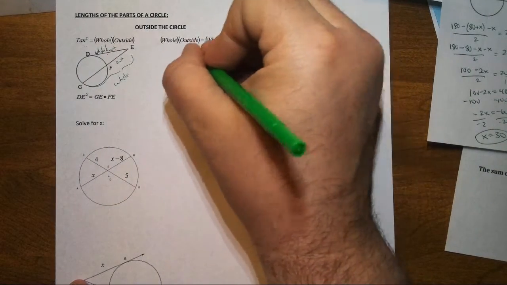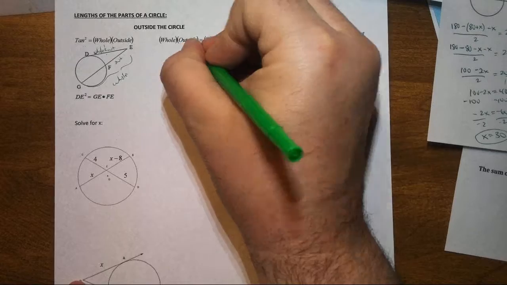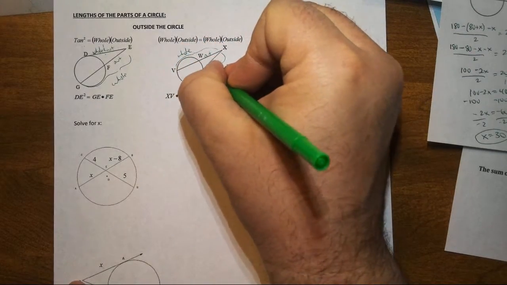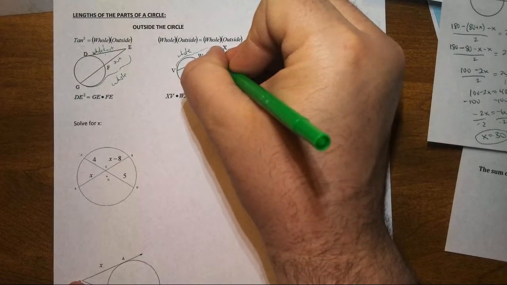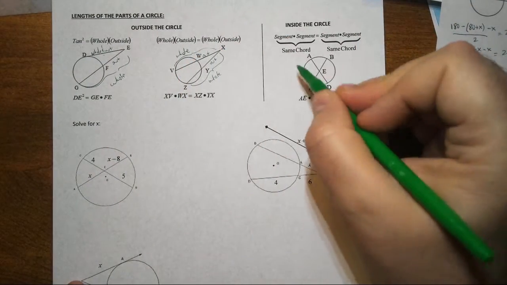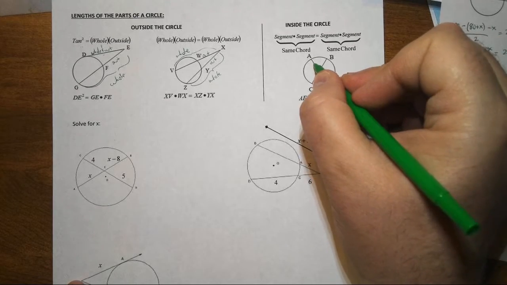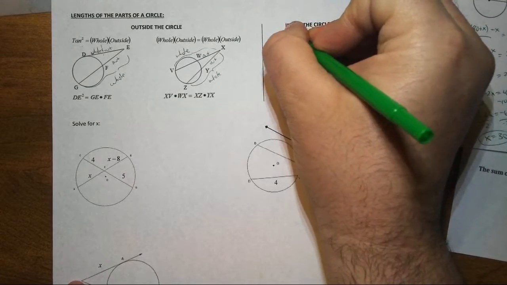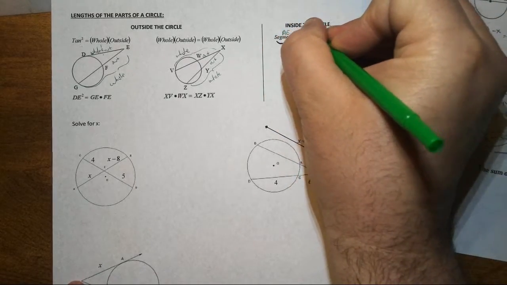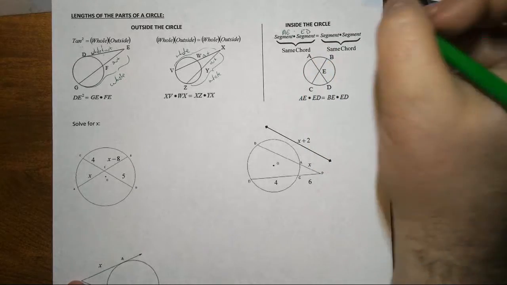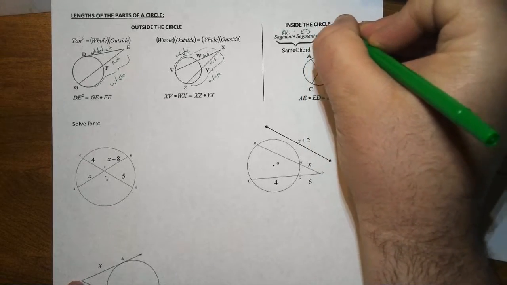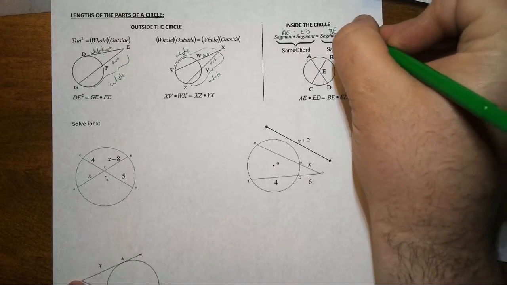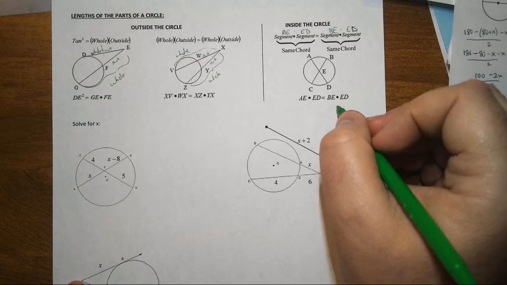So once again, I have the external, the whole part, that's the whole line, times the outside piece, and then the whole times the outside piece. And then for the last one, when the segments intersect in the circle, you are multiplying together the two parts of our chords. So in this case, it's going to be AE times ED, which are the two segments of chord AD, and then it's going to be BE times EC. That's it. Okay, and that's where those are coming from.